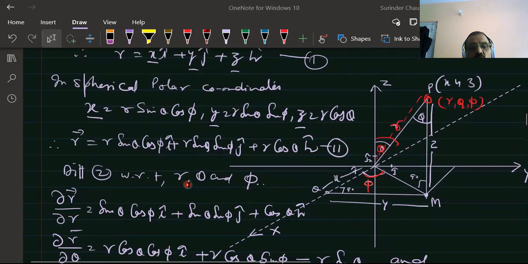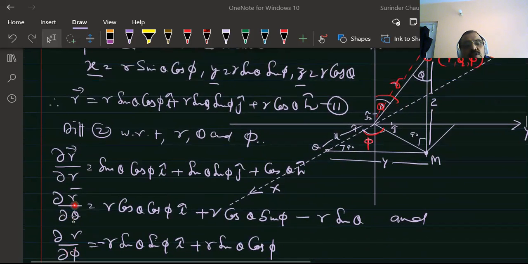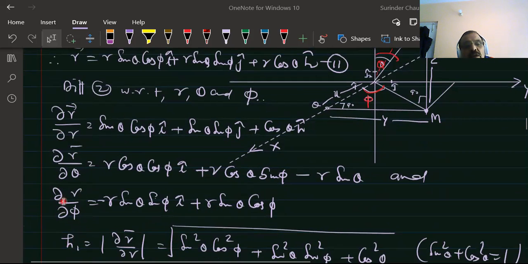Differentiate this with respect to r, theta, phi. In order to find the tangential vector in the direction of r increasing, we differentiate with respect to r. This is the tangent vector in the direction of r increasing. This is the tangent vector in the direction of theta increasing. This is the tangent vector in the direction of phi increasing.